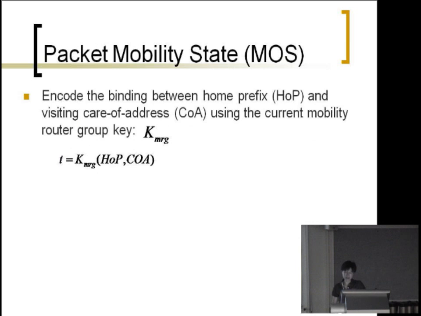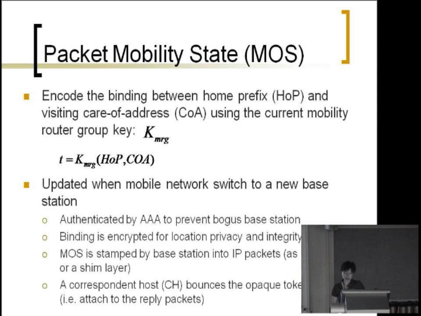The packet mobility state is essentially an encrypted mapping which associates the home prefix with the current care of address. It's encrypted using a key which is agreed upon by a set of routers inside the mobile ISP. You can imagine the routers themselves, we assume, are trustworthy infrastructure, so they can exchange a key periodically amongst themselves.